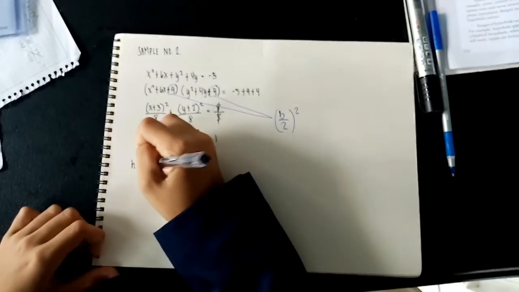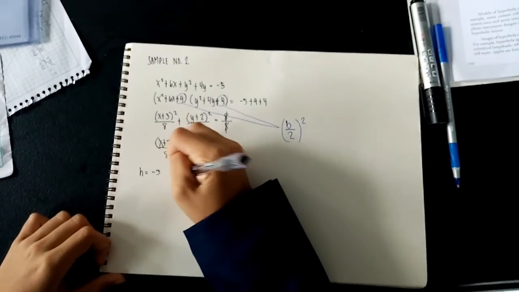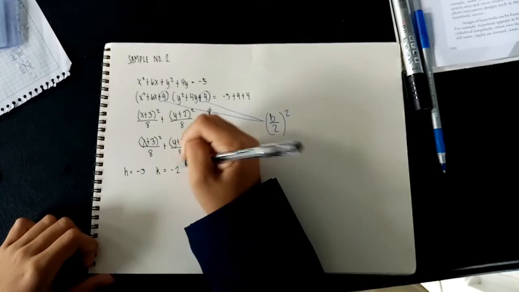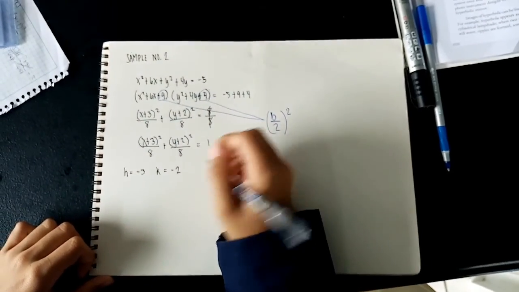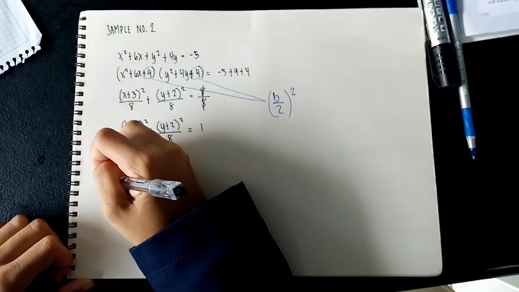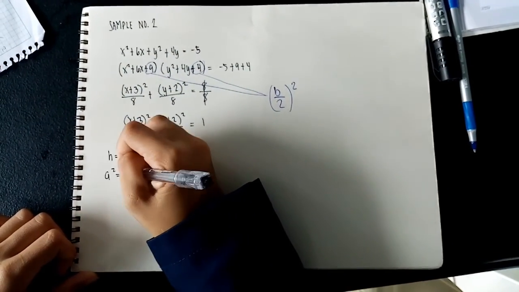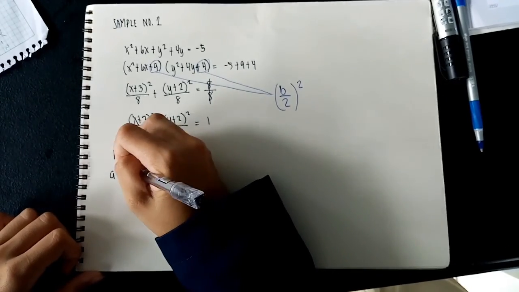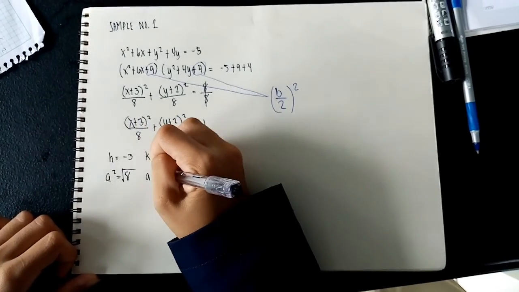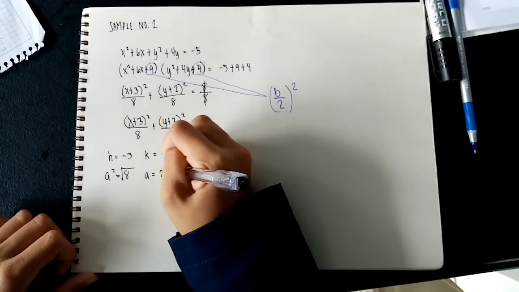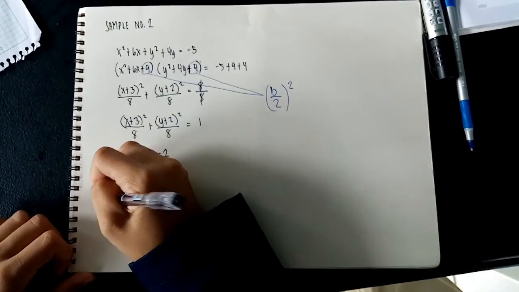Next, how we find h and k. First, our h will be -3 and k will be -2. Next, a squared, b squared, c squared, and the a, b, c. A squared will be 8. Square root of 8, that's how we find letter a. So our letter a will be 2.83.